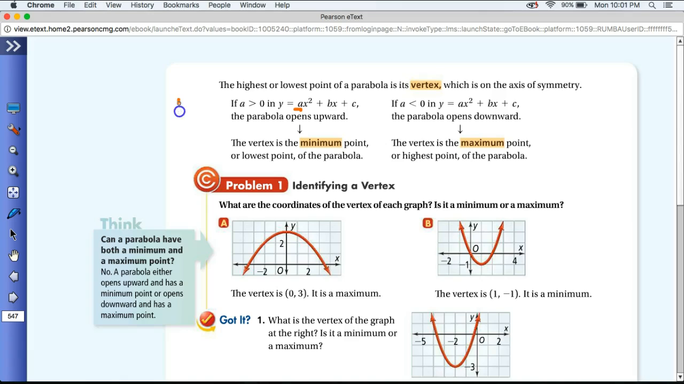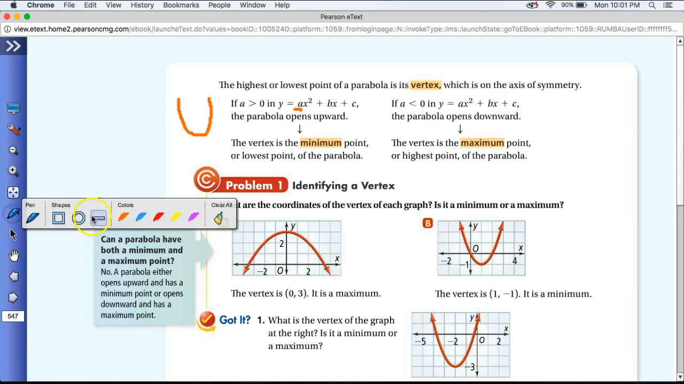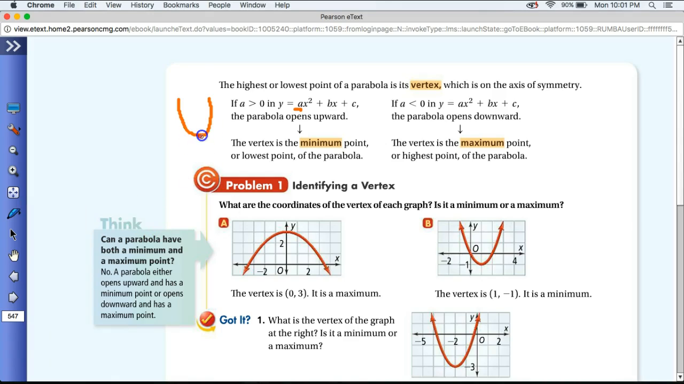If it opens upward, like so, the vertex, or the point at the bottom, let me change colors just so you can see it a little bit better, that point at the bottom, the vertex, is called a minimum because it is the lowest point of the graph. Likewise, if a is less than 0, in other words, a has to be negative, so you're going to have a negative lead coefficient, this will open upside down, and the point then that is the vertex will be the highest point, and that is called the maximum.